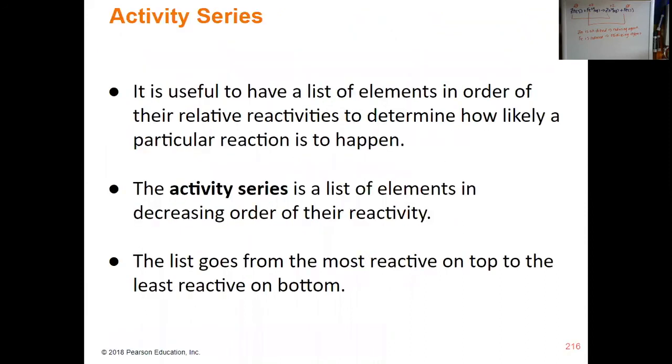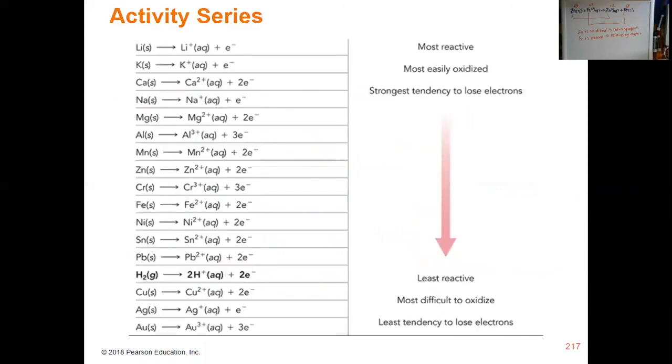The last thing that we have to talk about very briefly is the activity series. And the activity series is a way to gauge how reactive different elements are when compared to other elements, okay? So the activity series is a list of the elements, and they're listed from most reactive up on the top of the list to least reactive on the bottom of the list. And this is what that will look like.